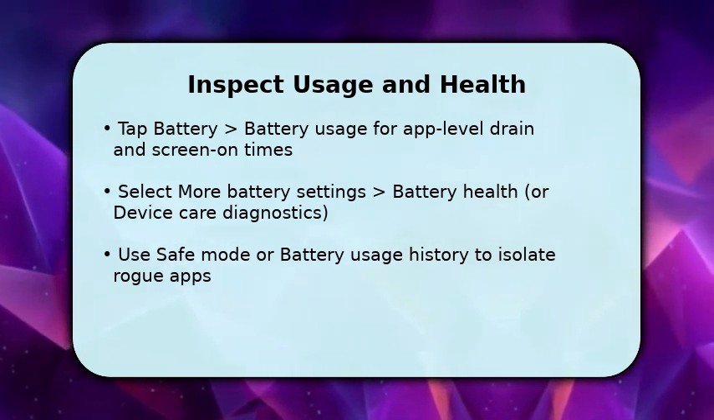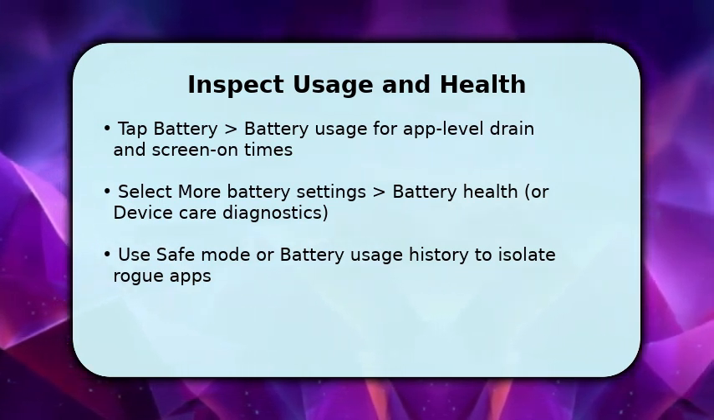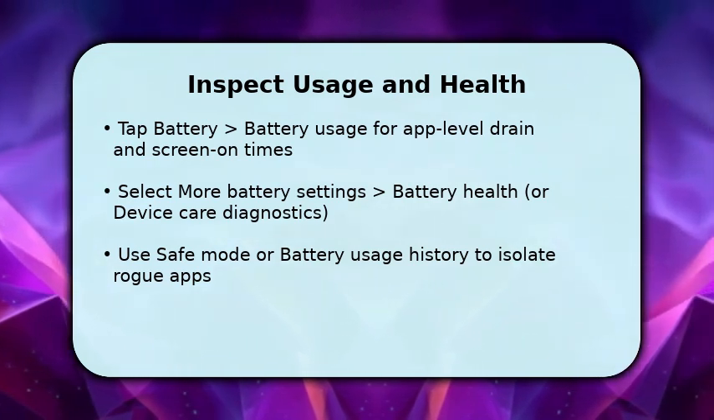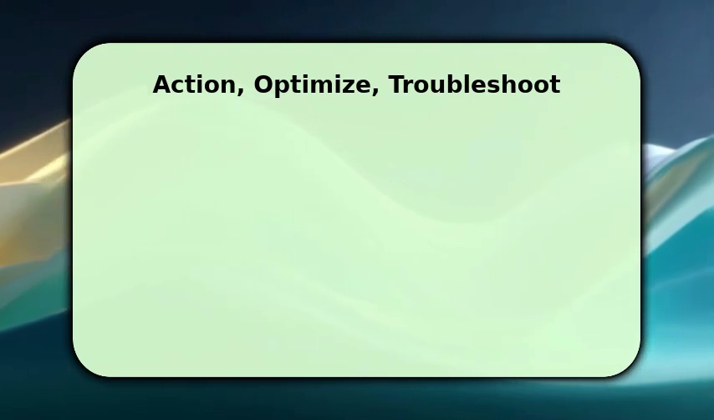If numbers look odd, boot into safe mode to see if third-party apps cause high drain. Make sure to note peak drain periods and background activity for actionable fixes. You finish by applying fixes and preparing for tougher solutions.